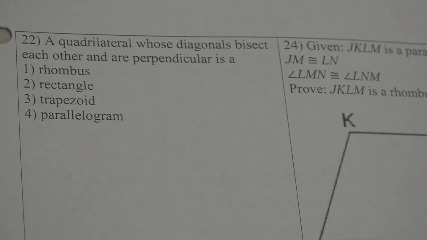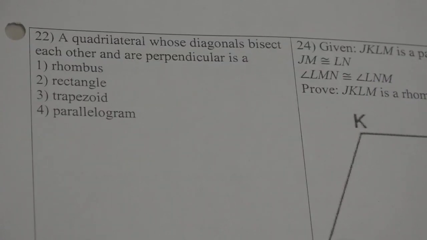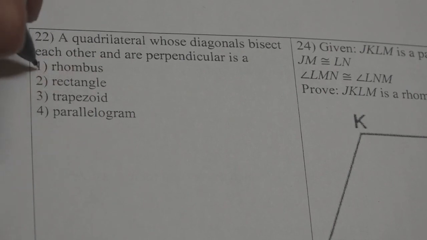All right. So it says, a quadrilateral whose diagonals bisect each other and are perpendicular is a... Take 30 seconds to answer that question. There you go. Yes, it's a rhombus.